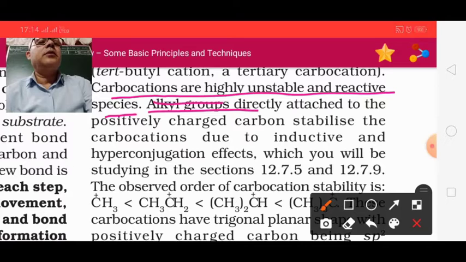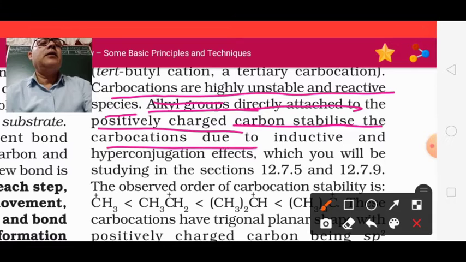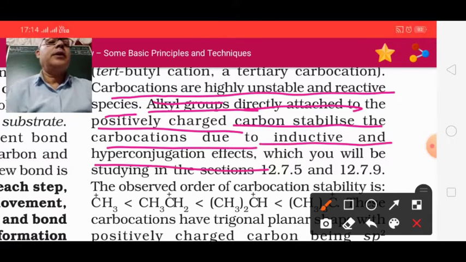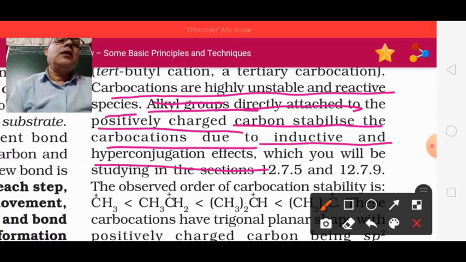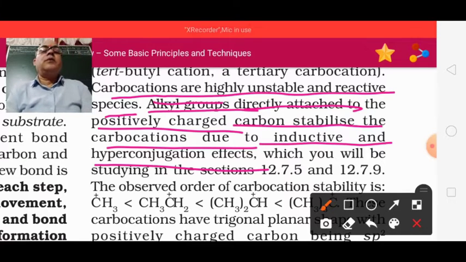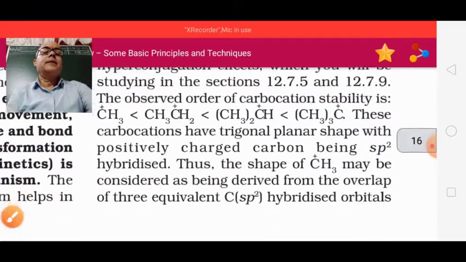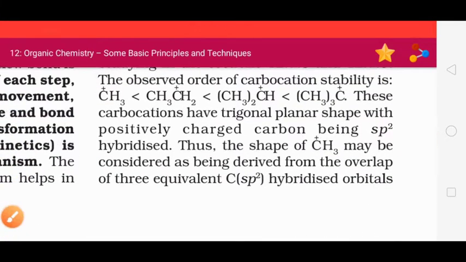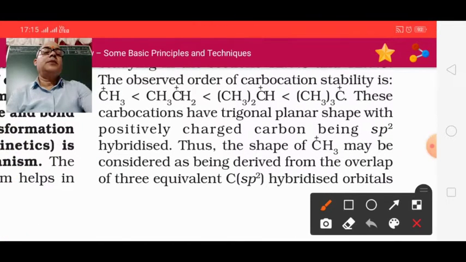Alkyl groups directly attached to the positively charged carbon stabilize the carbocation due to the inductive effect and the conjugation effect. What the inductive effect and the conjugative effect are, we will study in the next topic. First of all, we will see the order of stability.